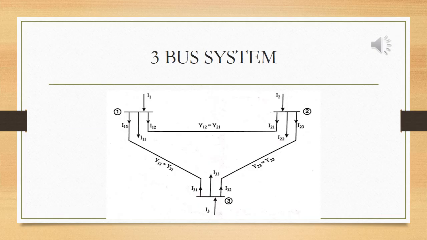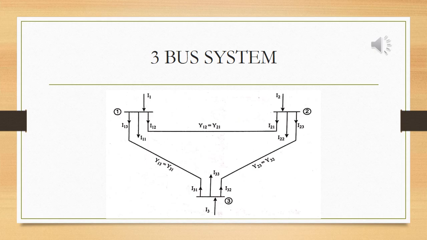For this 3 bus system, we know that I1, I2 and I3 are the currents coming inside to our buses 1, 2 and 3. And we have line admittances. From bus 1 to 2 there is a line, and the line admittance value I can notate as Y12 or Y21, and the current flowing through it can be I12 or I21. Similarly, I have another line connecting bus 2 and 3, which I can name Y23 or Y32. Both the magnitudes will be equal and the current flowing will be I23. Similarly, for my third line, between 1 and 3, the line admittance is Y13.